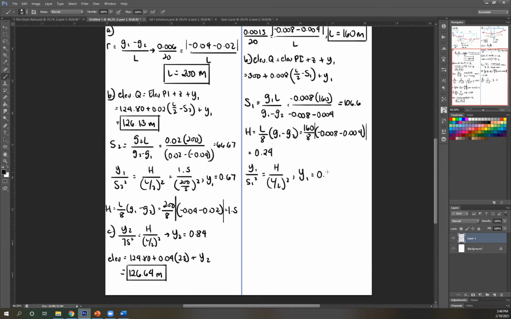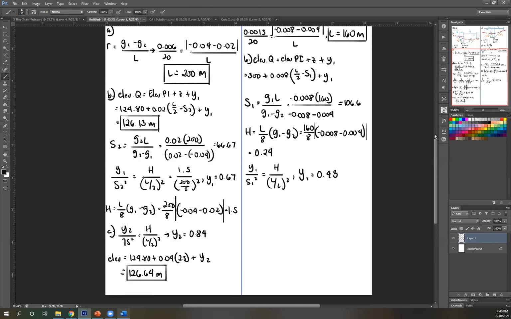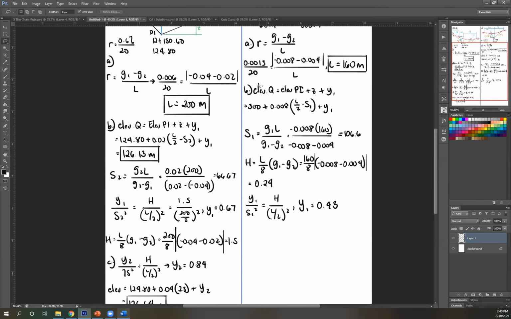0.43. Let's see again. Are we looking for elevation? Stationing. We're looking for stationing, letter B. Stationing, I've already solved for that. Let me just move all of that here. My bad. We're looking for stationing, not elevation.